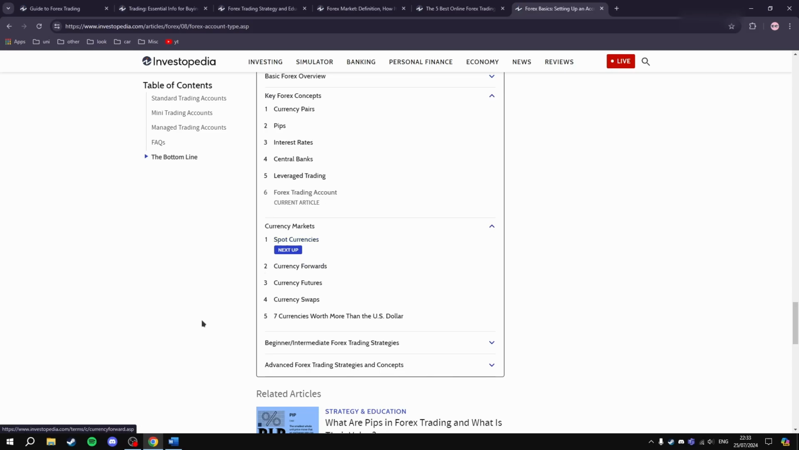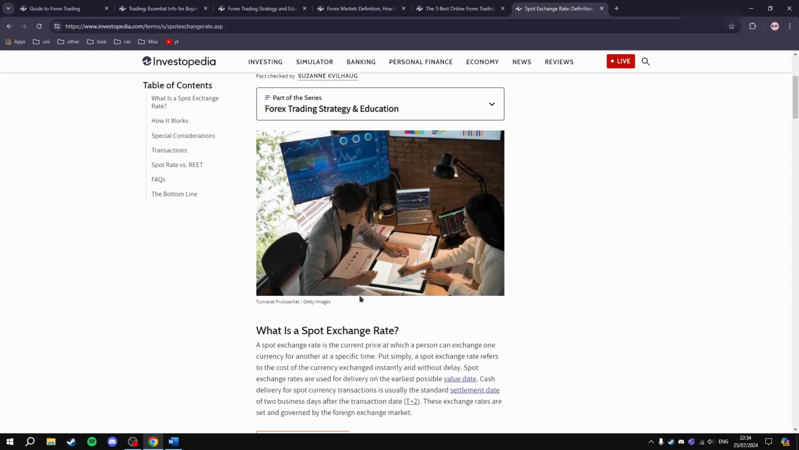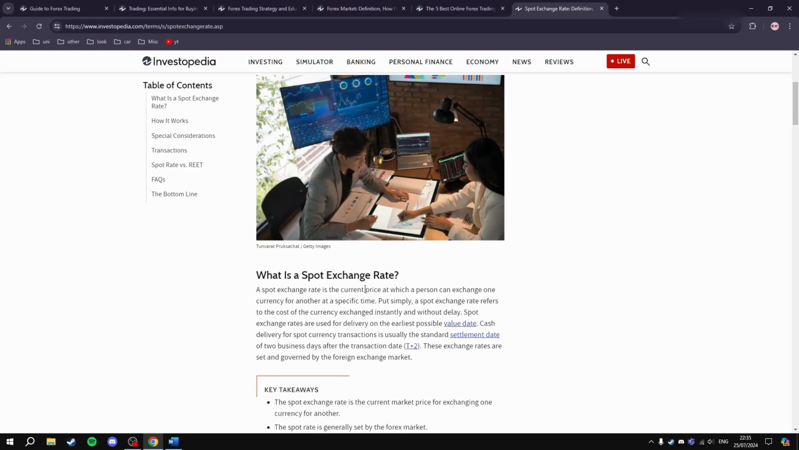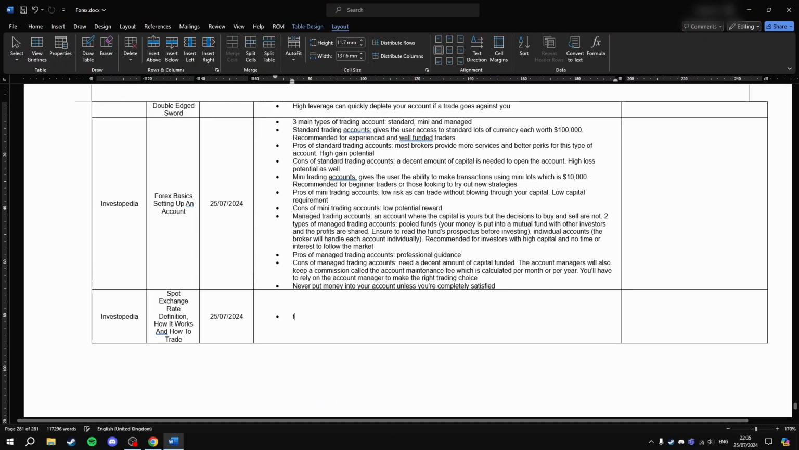Next up, spot currencies. Spot exchange rate definition, how it works and how to trade. What is a spot exchange rate? A spot exchange rate is the current price at which a person can exchange one currency for another at a specified time.